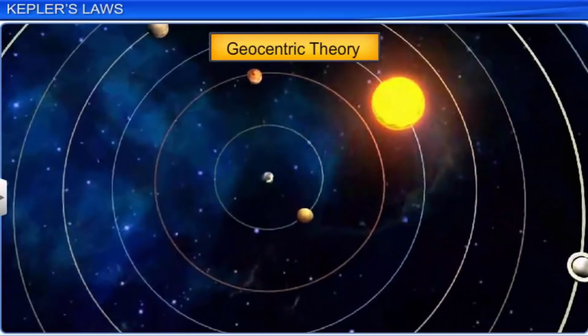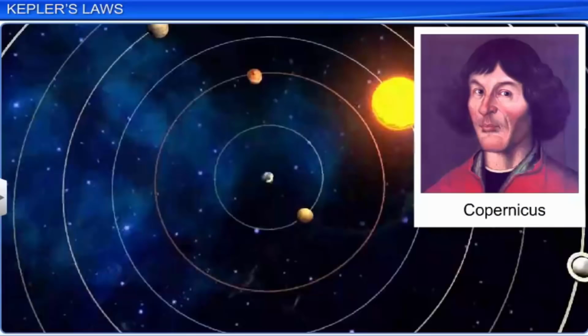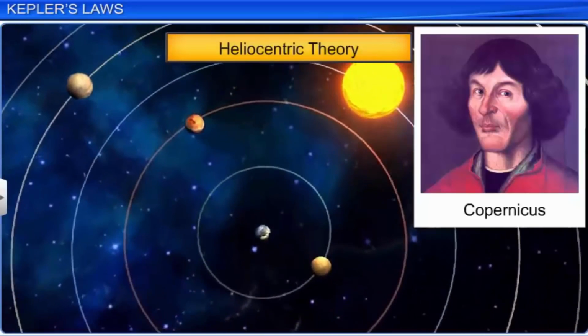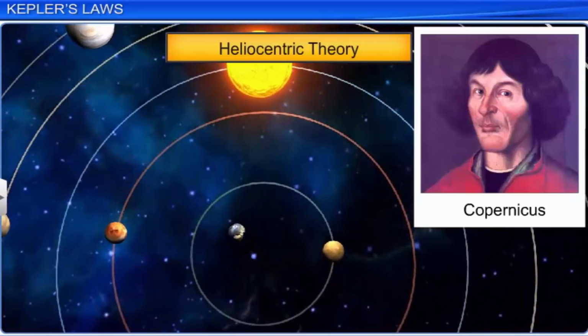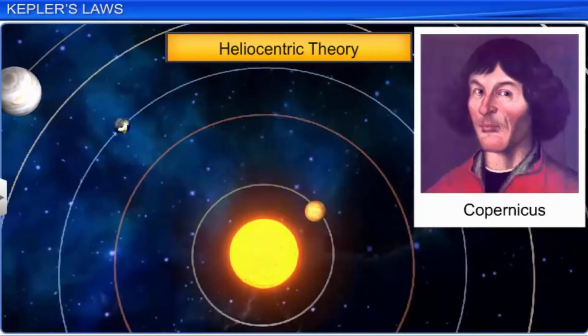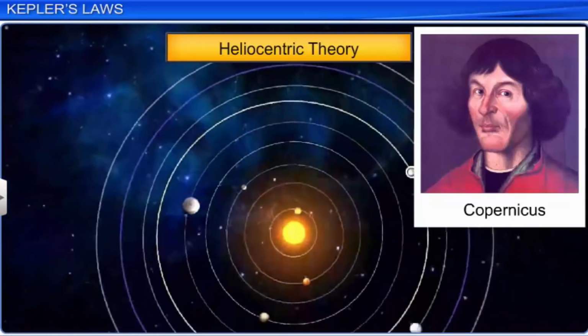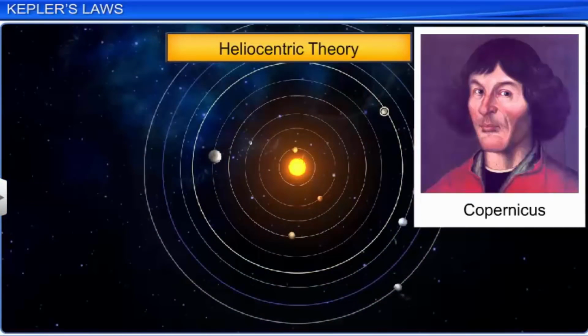Later, Copernicus, a Polish monk, put forward his heliocentric theory, which stated that the Sun is at the center of the solar system and that all the planets, including the Earth, revolve around it in circular orbits.